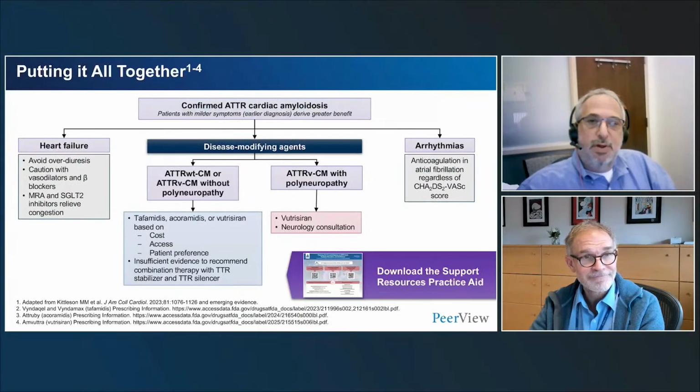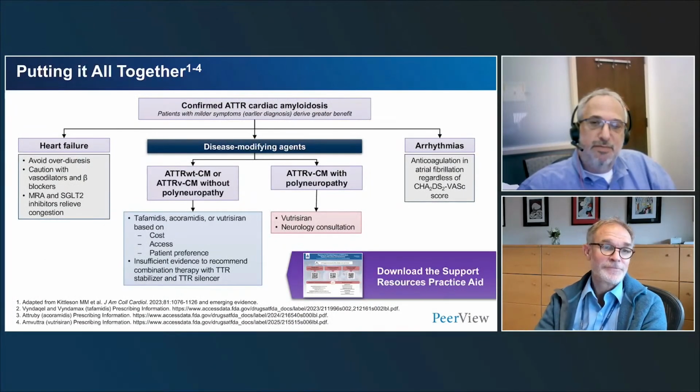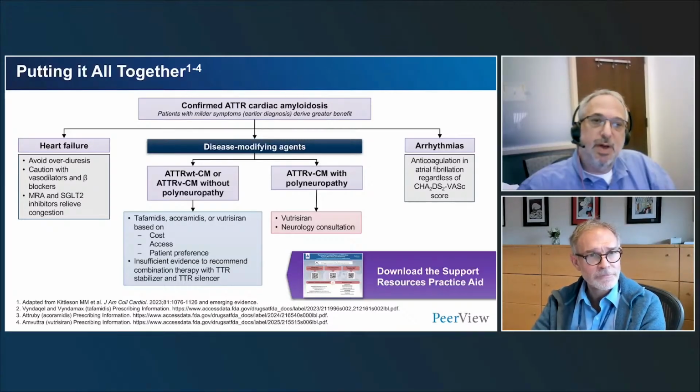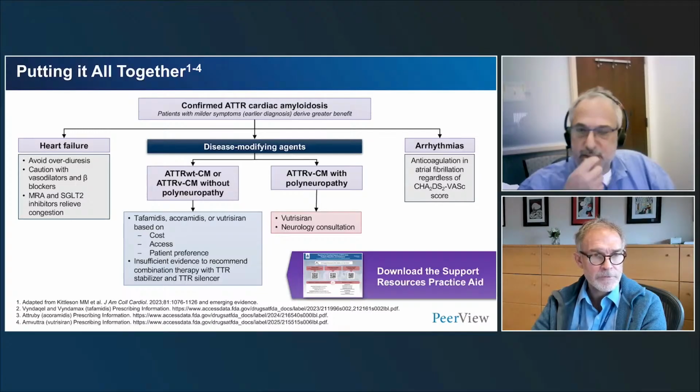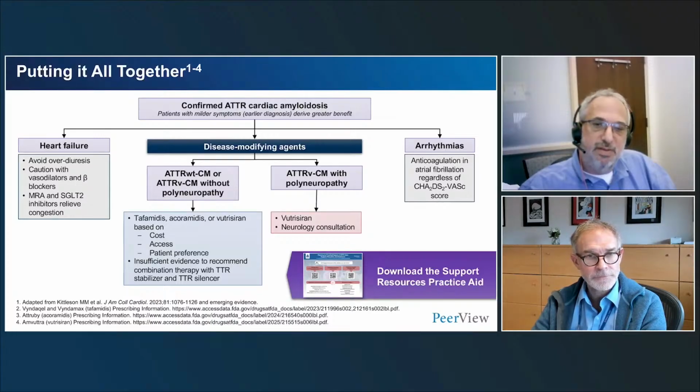And again, putting it all together, this is a disorder that I think we've come to realize is not as rare as we thought. A high index of suspicion is important. Once you've confirmed the diagnosis appropriately with the right workup, you want to try to maintain euvolemia, particularly. MRAs and SGLT2 inhibitors we learned are quite effective. Be careful with high dose vasodilators and beta blockers. There are a whole host of disease modifying therapies now, at least three in the US approved that are available. And again, for those with a variant disease and a polyneuropathy, I think silencers are a favorite therapy.